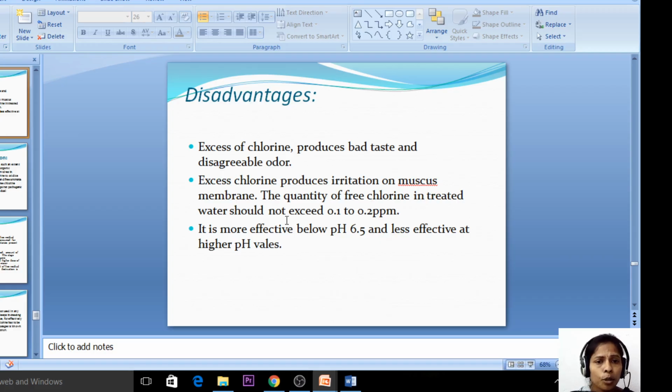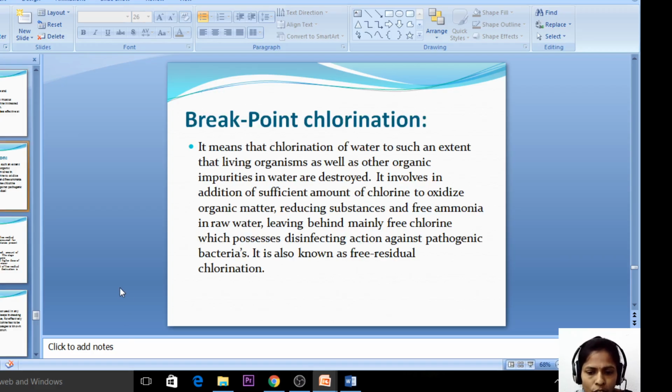But there are some disadvantages of chlorination. Excess of chlorine produces bad taste and disagreeable odor. Excess chlorine produces irritation on mucous membrane. The quantity of chlorine in treated water should not exceed 0.1 to 0.2 ppm. It is more effective below pH 6.5 and less effective at higher pH values. So these are all disadvantages of the chlorination process.